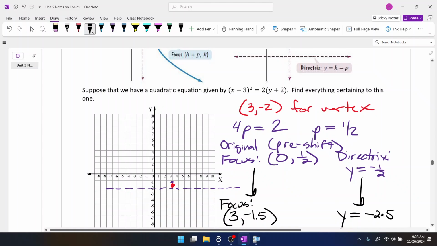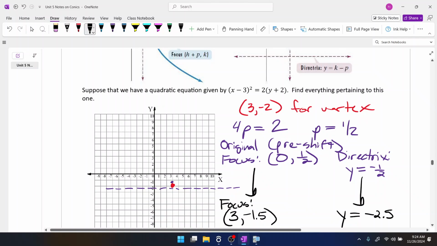Now, you could also, if you did k minus p, the k is -2 minus 1, minus p. So since p is 1/2, -2 minus 1/2 is going to be -2.5. Oh, let me rewrite that a bit. Yeah, -2.5.